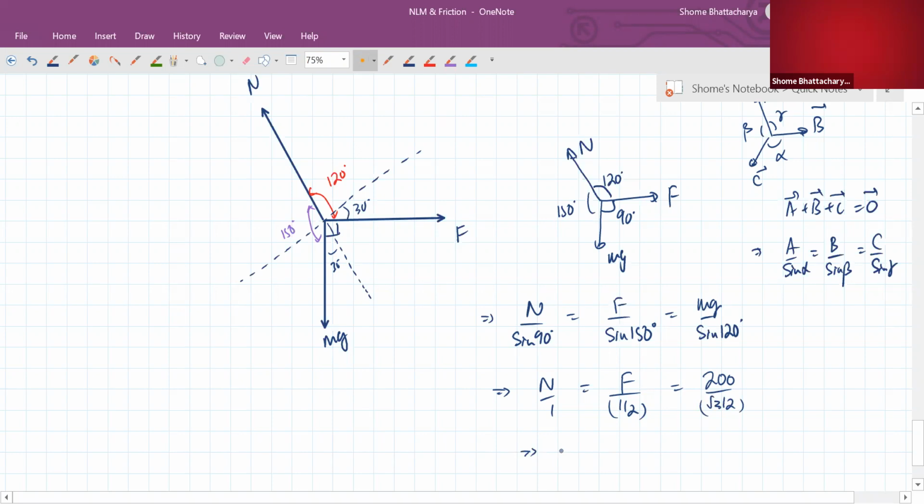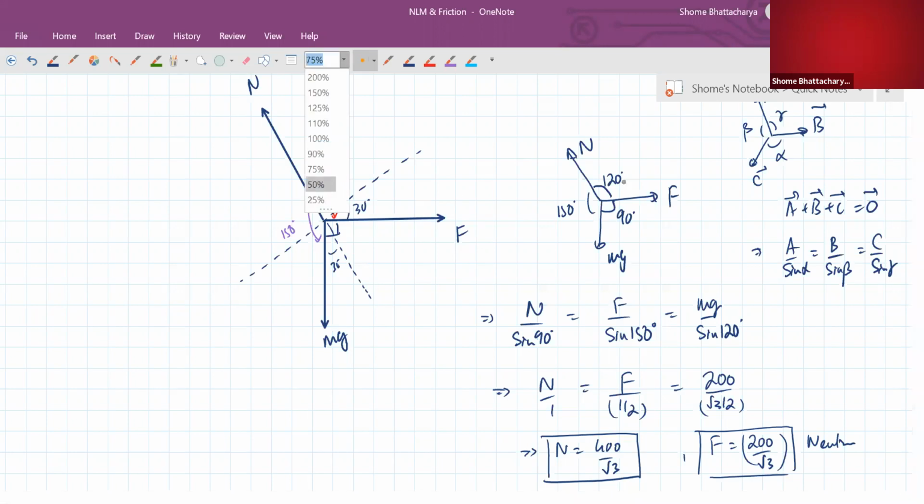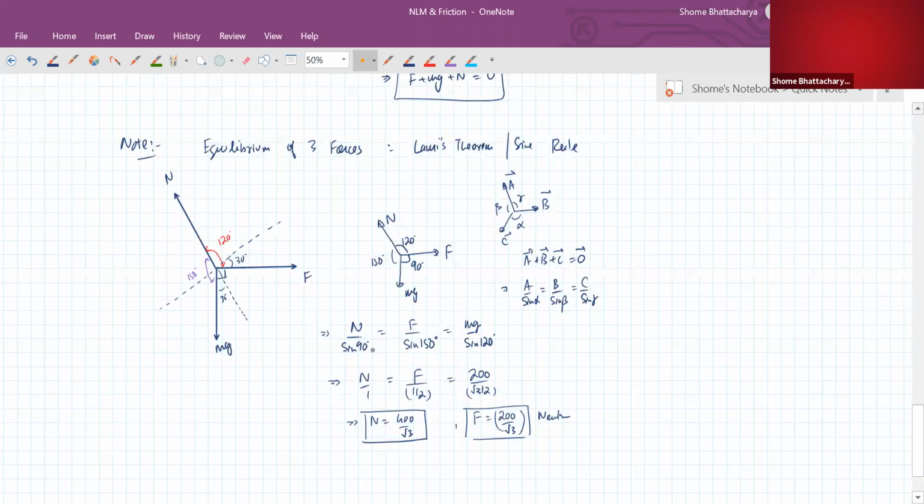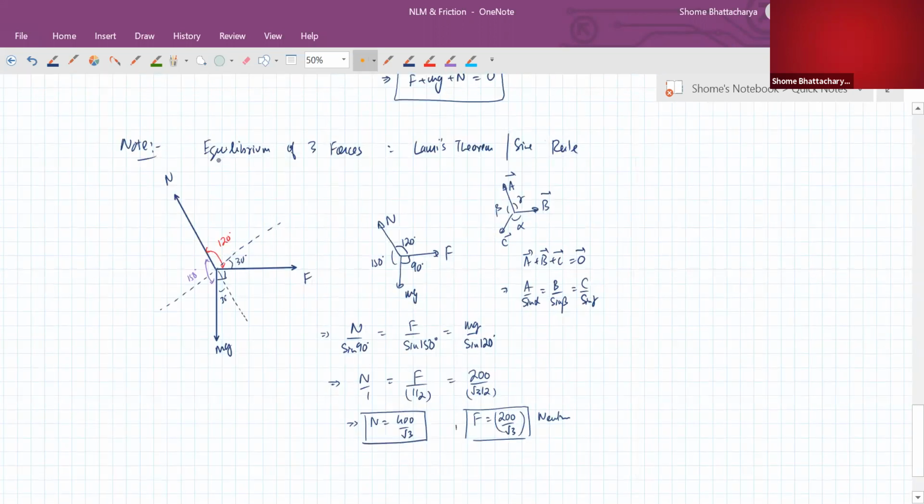So as you can see, N will be equal to 400 by root 3 in magnitude, and F will be equal to 200 by root 3 newtons in magnitude. So these become the solutions for this. This is what I would say is the best method of solving this particular problem, because you're just solving for equilibrium of three forces. So you don't need to get into resolution and all that. You can use this very easily.